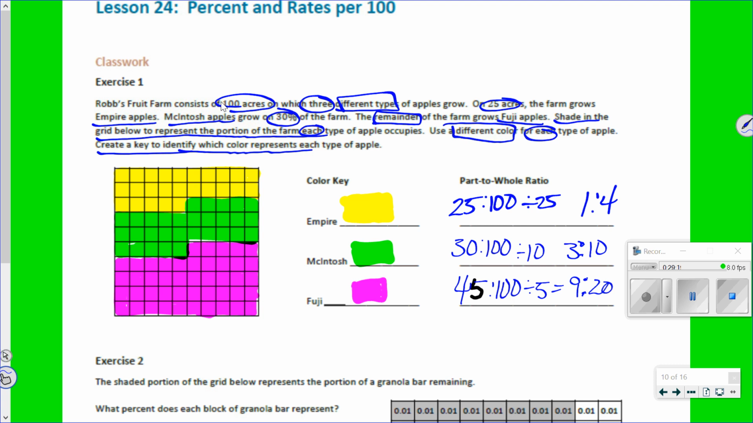Yes, Katie. I either shaded it wrong or I just... 25, 30, and 45. 25 and 30 is 55. You get to 100, there's only 45 left. So everybody's doing okay on that one?